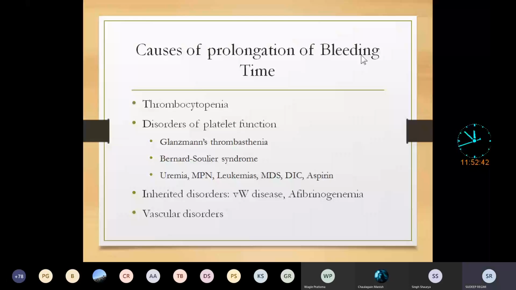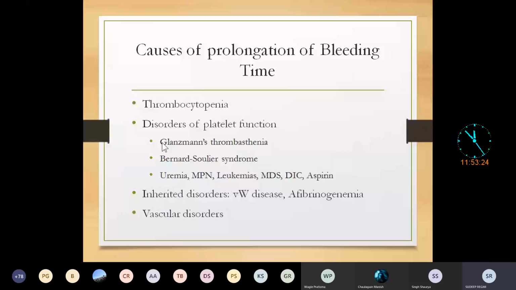So the patients who have a tendency to form a thrombosis will be given aspirin. And inherited disorders like von Willebrand disease or afibrinogenemia and other vascular disorders also will lead to prolongation of the bleeding time. You have to know: thrombocytopenia, one is the number of the platelets, and next is disorders of the platelet function, and then inherited disorders like von Willebrand disease, afibrinogenemia, other vascular disorders.